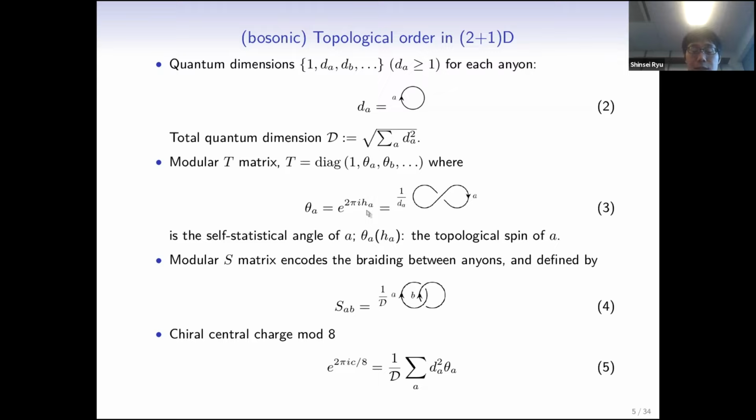And then there's another data, which is called modular S matrix. And once again, it is represented by a diagram here. And this now encodes the braiding of two anyons. So there are now two world lines involved, A and B, and they are linked like this. So this quantity is called modular S matrix. The final quantity is chiral central charge mod 8, and it's defined by this quantity. I'm also going to mention this quantity later. Okay, so these are convenient quantities in the sense that they are gauge invariant.